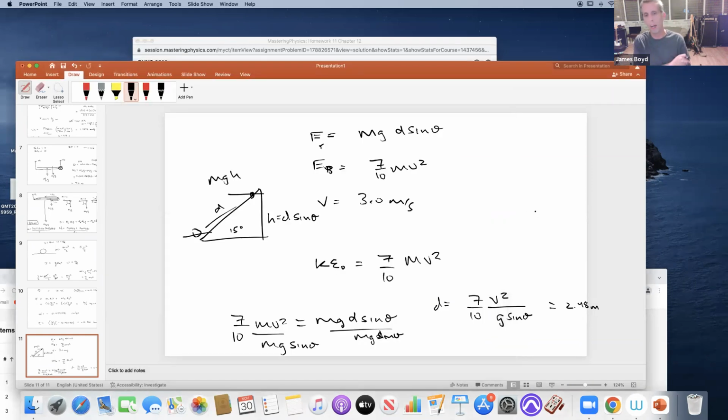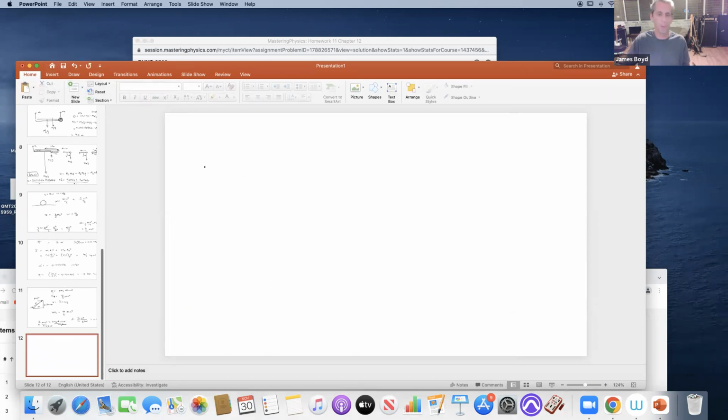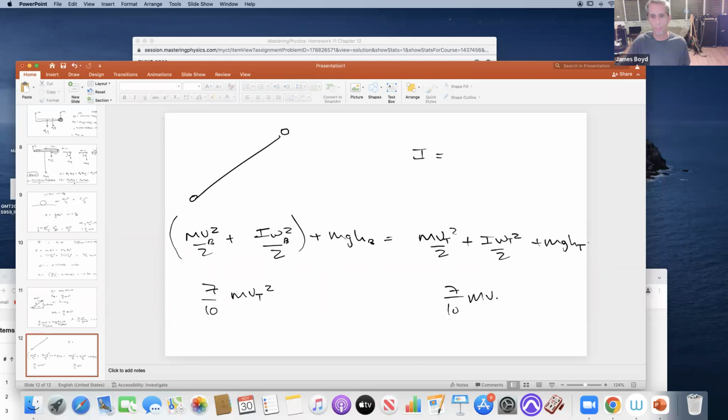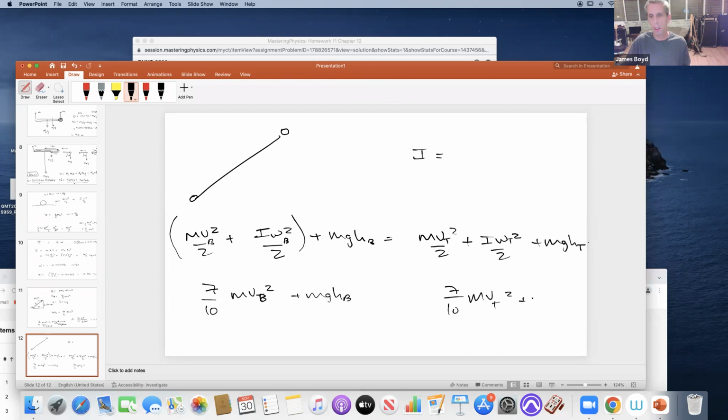So here's the thing. When we do energy, when we have rolling, at the bottom here, it's going to have mv squared over 2 plus I omega squared over 2 plus mgh. And at the top, it's going to be m v top squared over 2 plus I omega top squared over 2 plus mgh top. However, by using the appropriate moment of inertia, which will always be something times m r squared, we can actually turn these into mv squared, which is what we did. We turned this into 7/10 m v top squared, and we turned this one into 7/10 m v bottom squared. Plus mgh bottom plus mgh top.